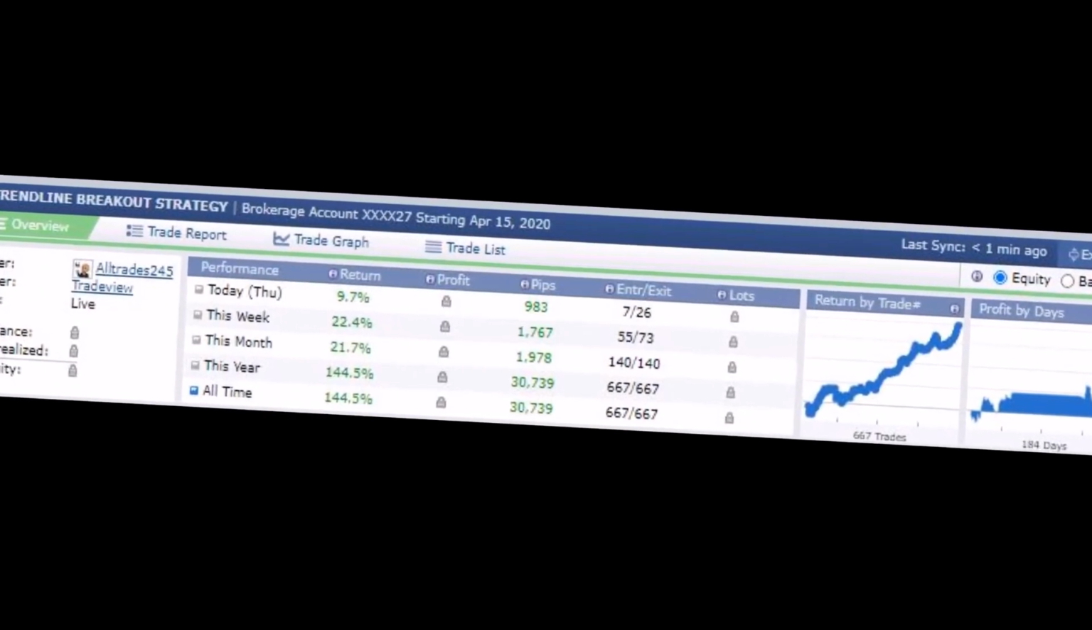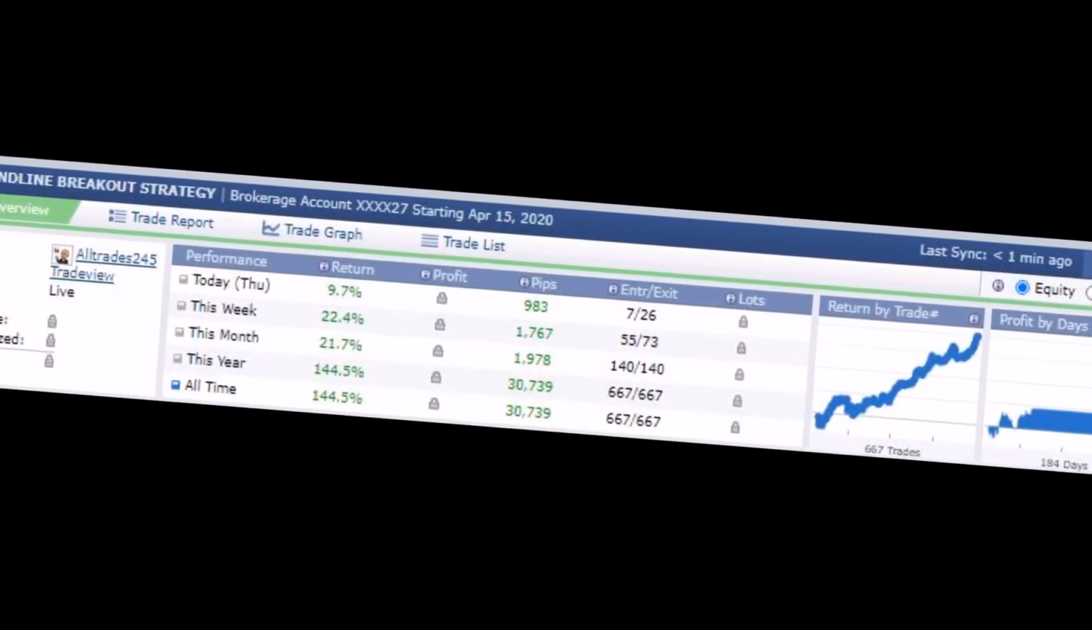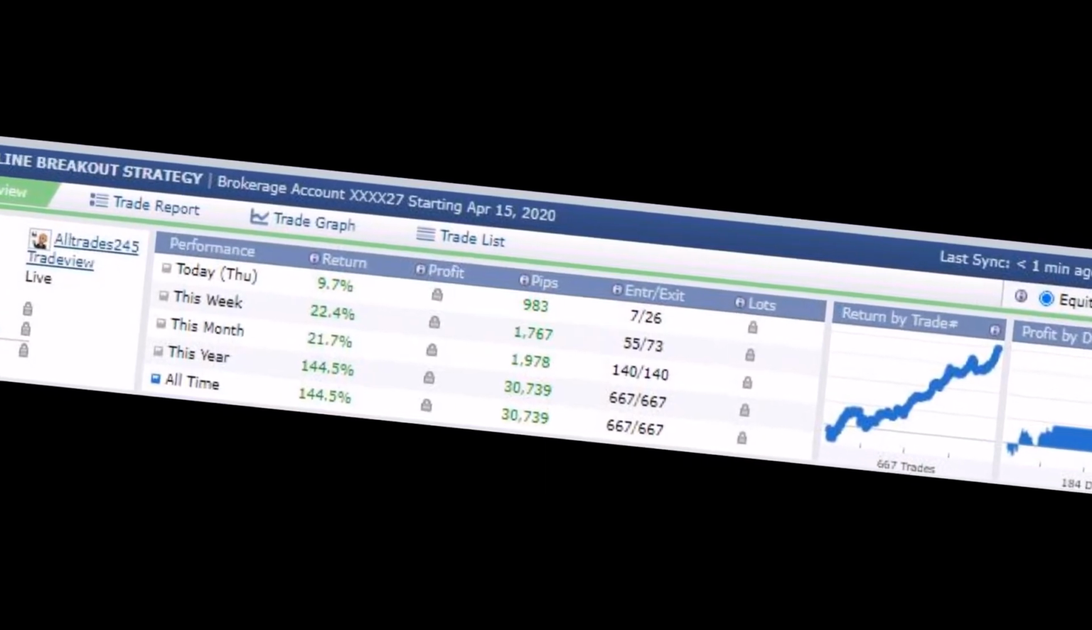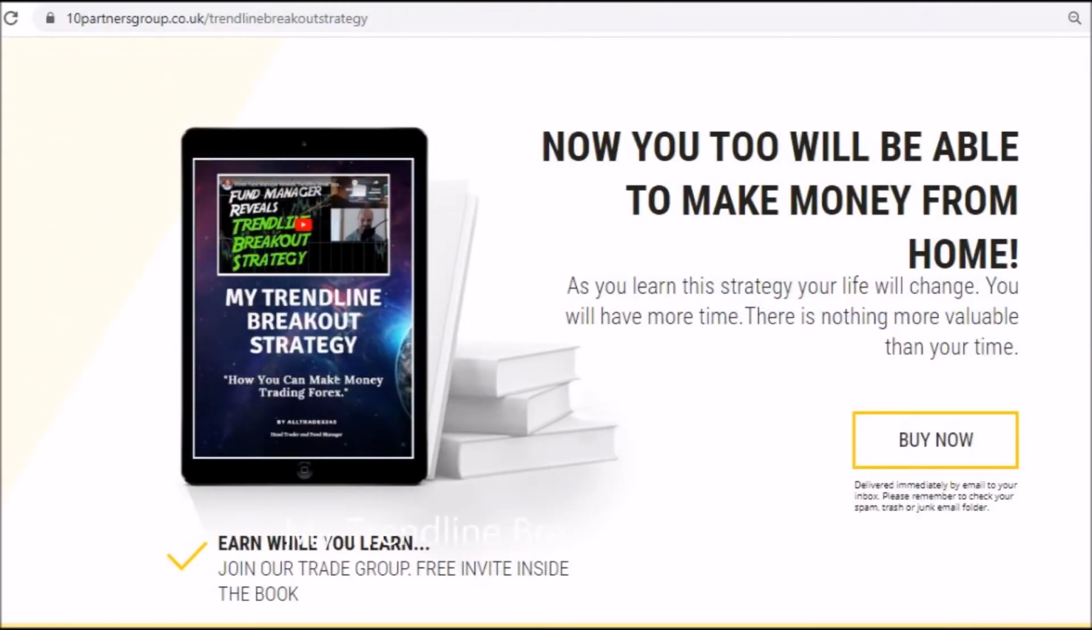The strategy has shown itself to be successful in a live trading account. We believe anyone can learn to apply this strategy and make money from home.